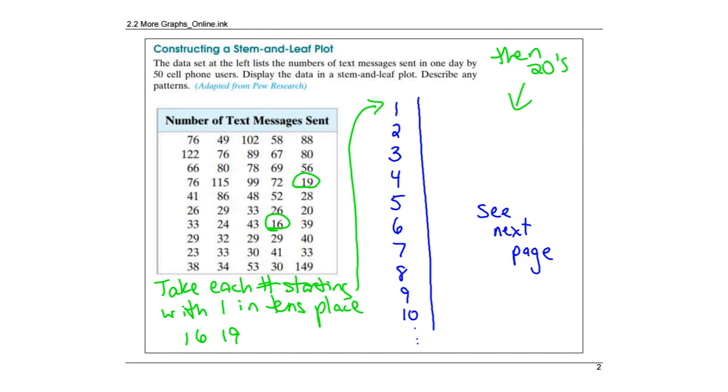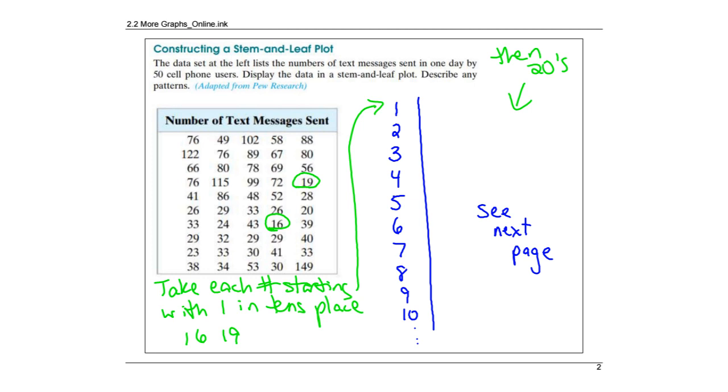We're just going to get this one started, and I'll show you on the next page what the ultimate stem and leaf plot would look like. We have 50 cell phone users, and this is a list of how many text messages they sent in one day. So it's all mixed up, but there's 50 different users. And the numbers go anywhere from 16 up to, looks like, 149.